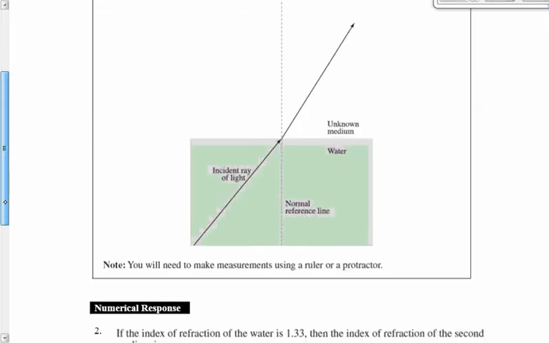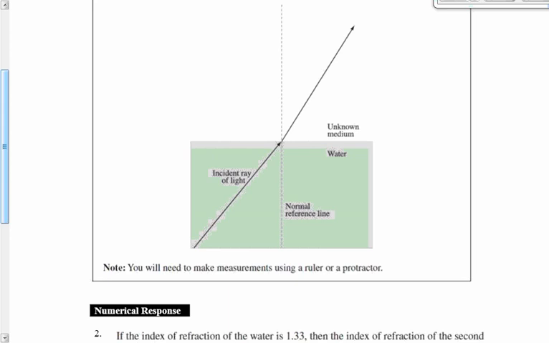All right, next question. The next question was a little bit different as well, though it wasn't nearly as hard. We had to measure the angles here. We measured this angle, and most of you measured it to be 31 degrees, although some of you measured it to be 32.